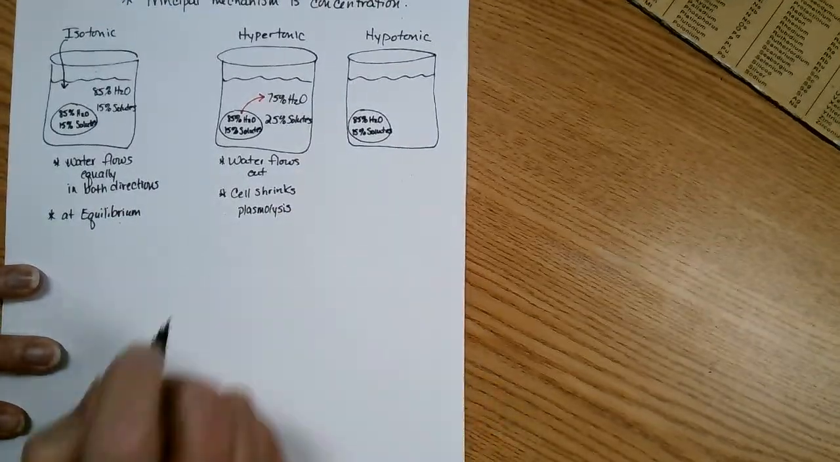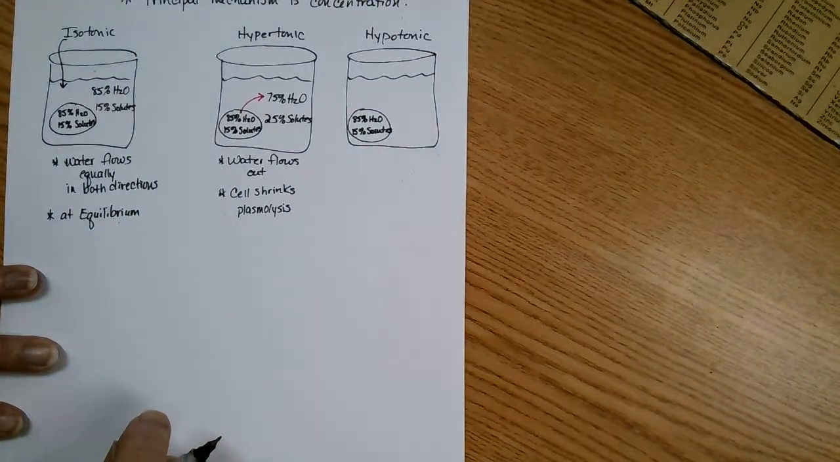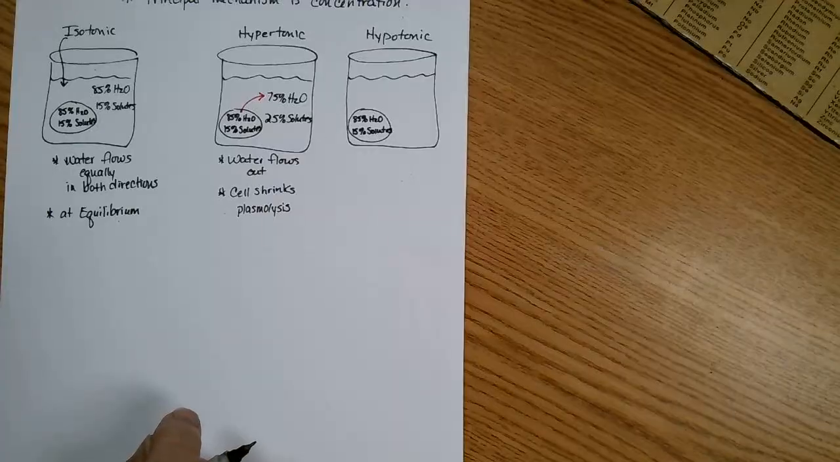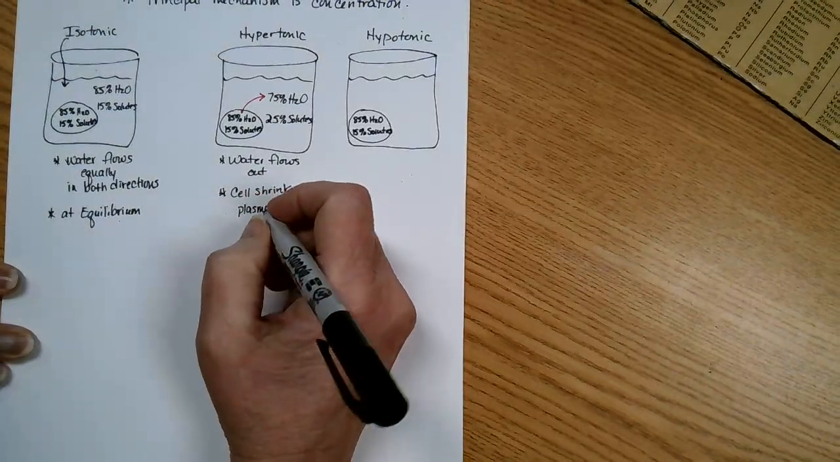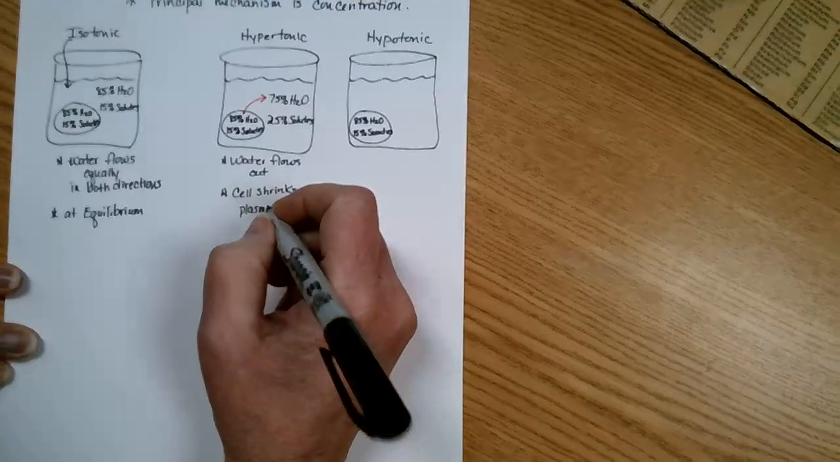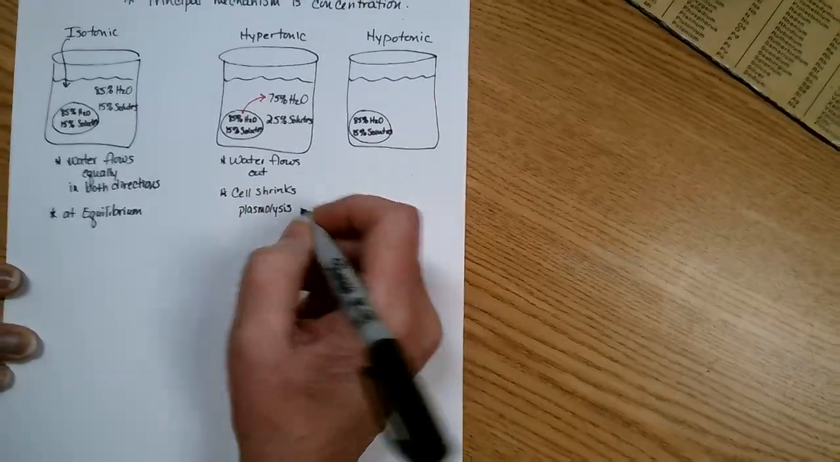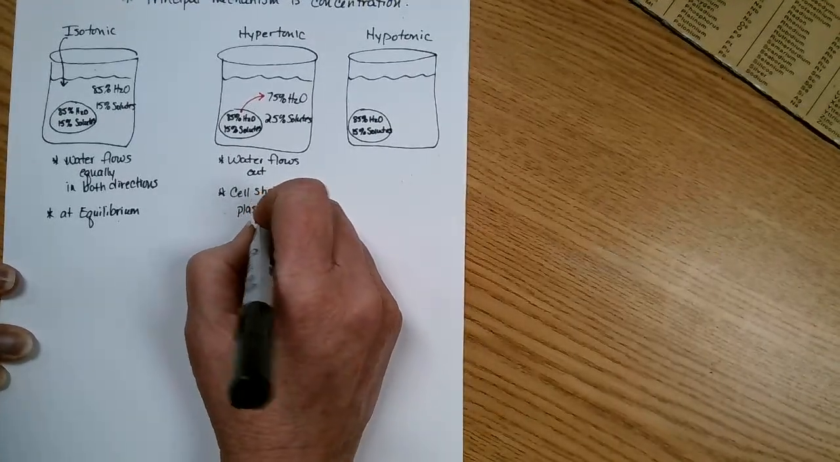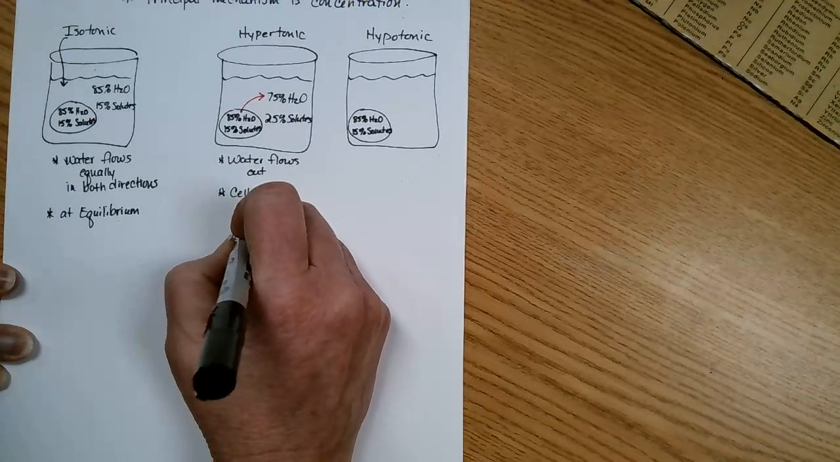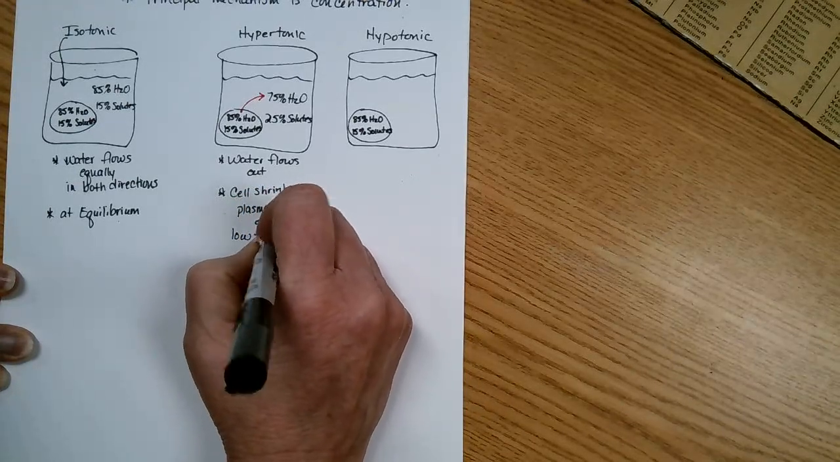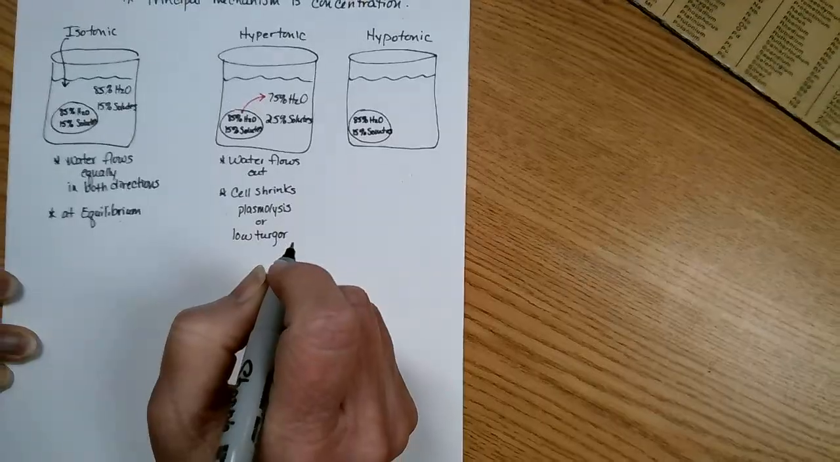Or we could actually say that if this was a plant, we don't always say plasmolysis for a plant. You can, or we could say it has low turgor pressure. Turgor pressure. Okay? All right.